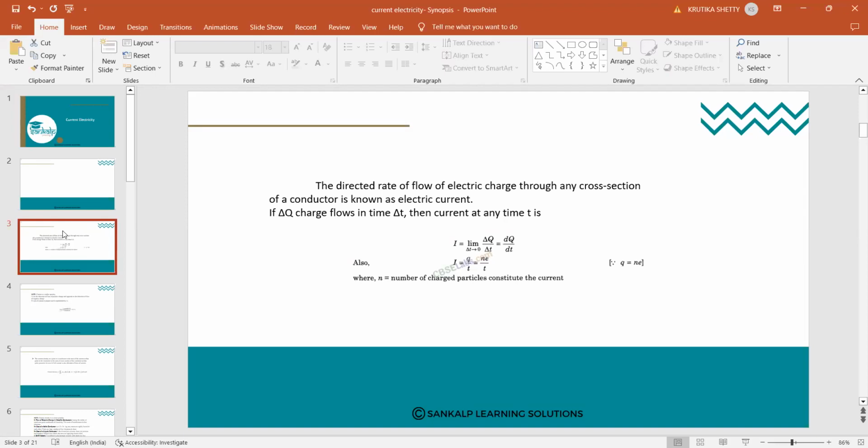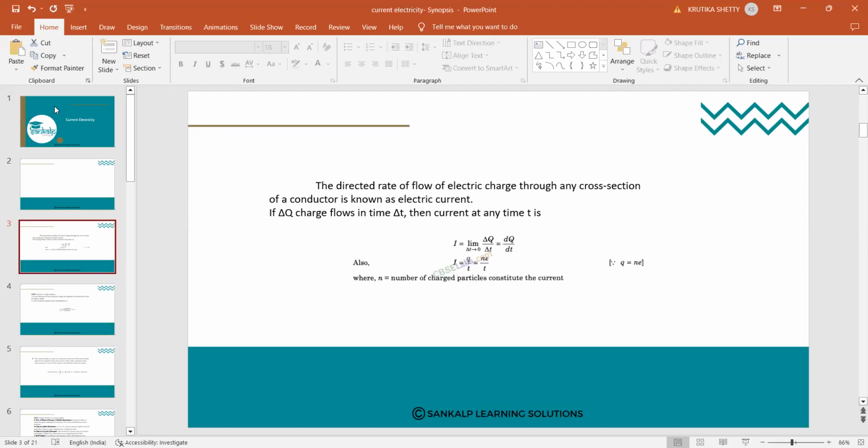So I is equal to delta Q by delta T, where limit delta T tends to 0, or dQ by dt, they say. If you don't need all this, just remember I is equal to Q divided by T. Okay, so I is equal to Q by T. It is the formula for your electric current. I is equal to Q by T.